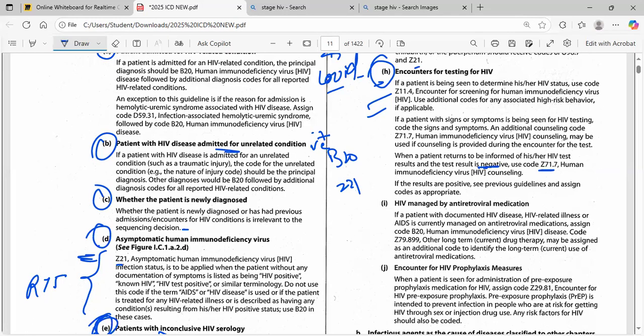Next, we have HIV managed by the antiretroviral medication. If the patient's current HIV is managed by the long-term use of antiretroviral medication, in that case, you will use Z79.899 as a secondary diagnosis to represent that the patient is using a medicine long term.